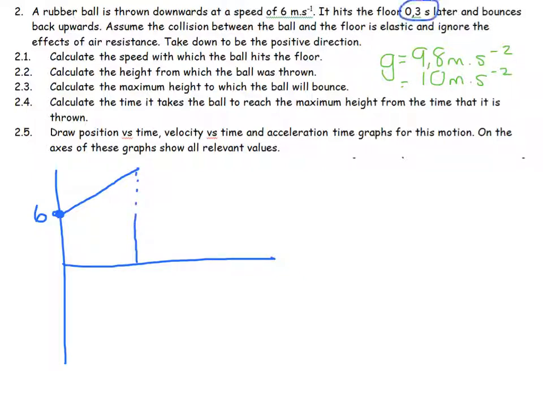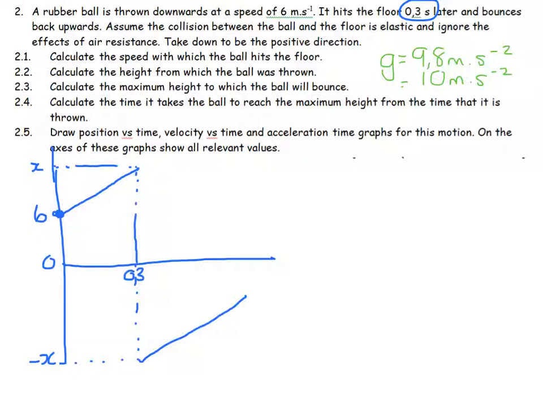And when does that happen? 0,3 seconds after we threw it down. It bounces back upwards. Assume the collision between the ball and the floor is elastic, and ignore the effects of air resistance. If it's an elastic collision, whatever this velocity is over here, I will bounce back with exactly the same. So let's say that's x. I will bounce back up again with exactly the same velocity, but in the opposite direction. So that's our velocity time graph that we can use to calculate and explain everything.